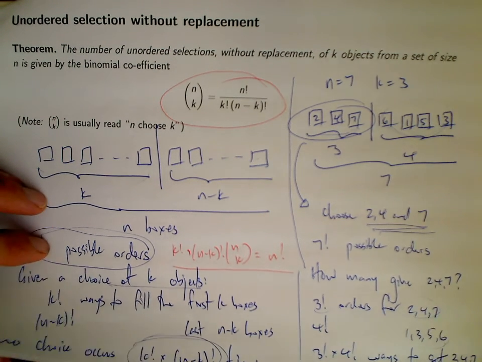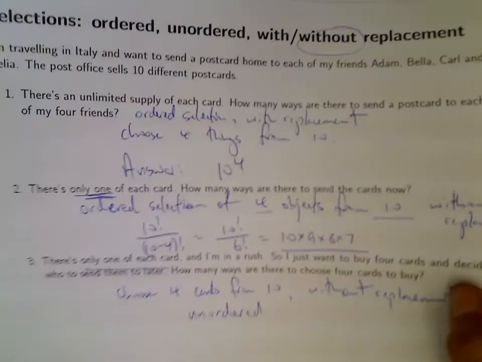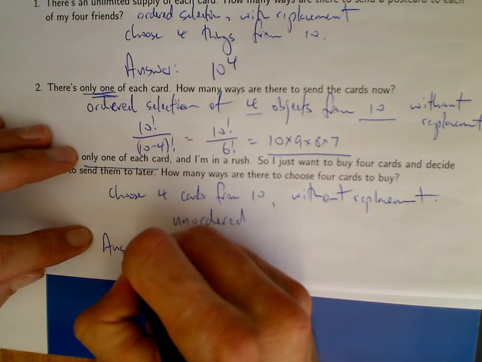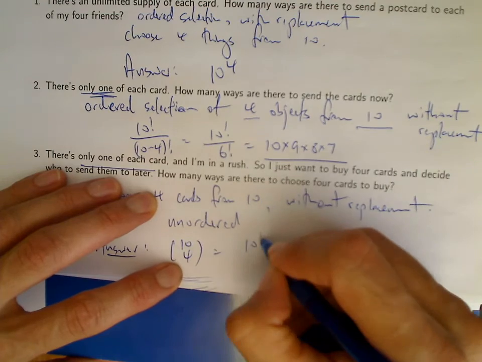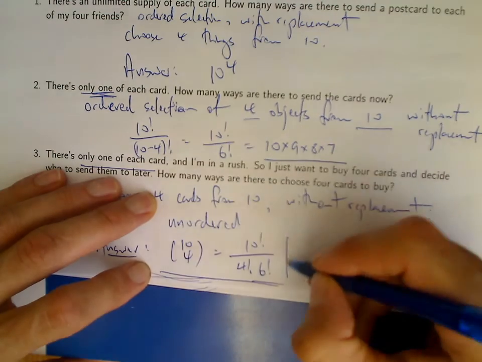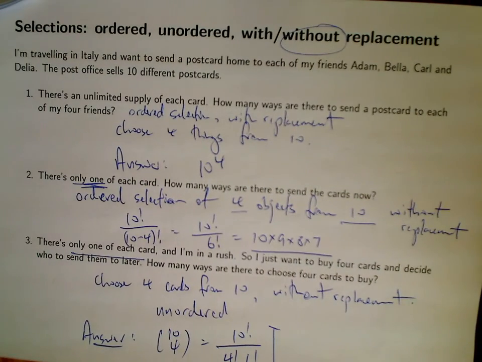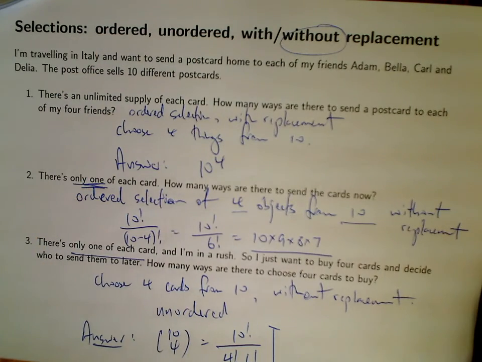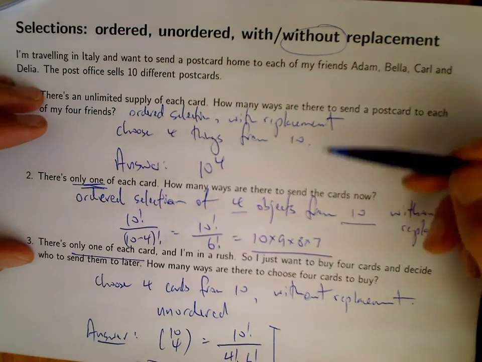If we go back to our problem, the answer is 10 choose 4. So that's 10 factorial over 4 factorial times 6 factorial. That's our answer there. So that's the theory behind selections, ordered and unordered, with and without replacement, and examples of how to recognize those types of problems and solve them.